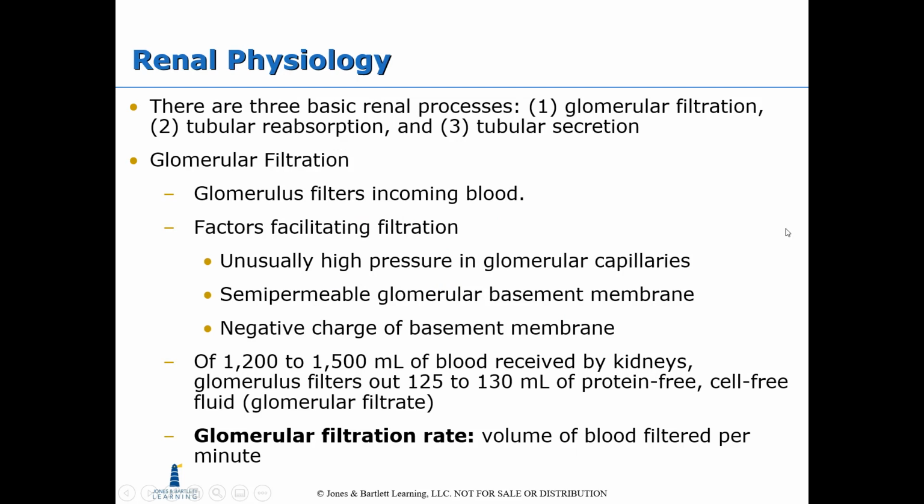The glomerulus filters incoming blood. The factors facilitating filtration include unusually high pressure in the glomerular capillaries, the semi-permeable glomerular basement membrane, and the negative charge of the basement membrane. Of the 1,200 to 1,500 mL of blood received by the kidneys, the glomerulus filters out 125 to 130 mL of protein-free, cell-free fluid called the glomerular filtrate. The glomerular filtration rate is the volume of blood that's filtered per minute, and the estimated GFR is calculated to serve as a basis for renal function.